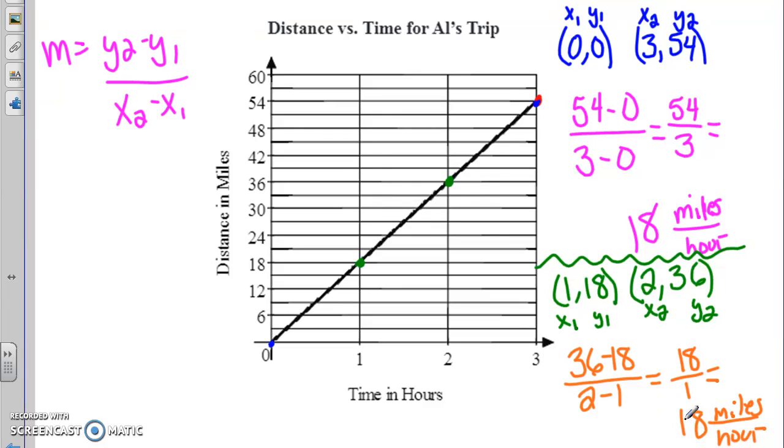A lot of people want to pick that it's increasing only because they're looking at this line and it looks like it's increasing, but this is not what it's asking about. It's asking about his speed. His speed were these numbers that we calculated over here on the side. And notice they were the same number. So since they were the same number, that means his speed was remaining constant. So Al's average speed is remaining constant.